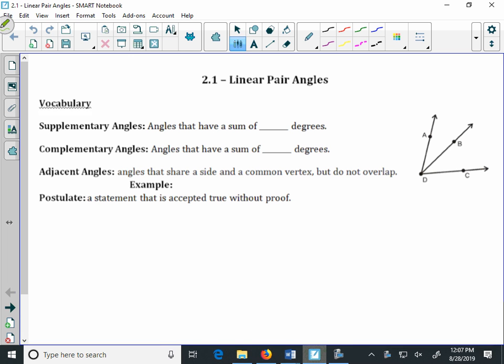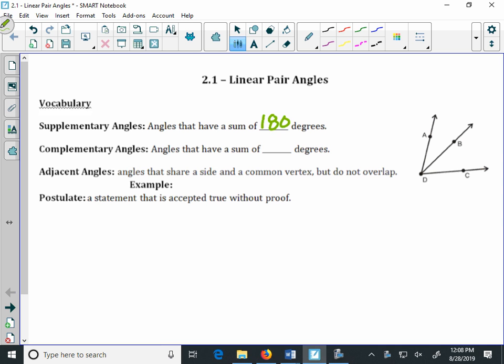Some vocab before we really dive into things. Supplementary angles are angles that have a sum of what? 180. Very good. They have a sum of 180 degrees. What does sum mean? Let's add to. Yeah, so these are angles that add to 180 degrees.